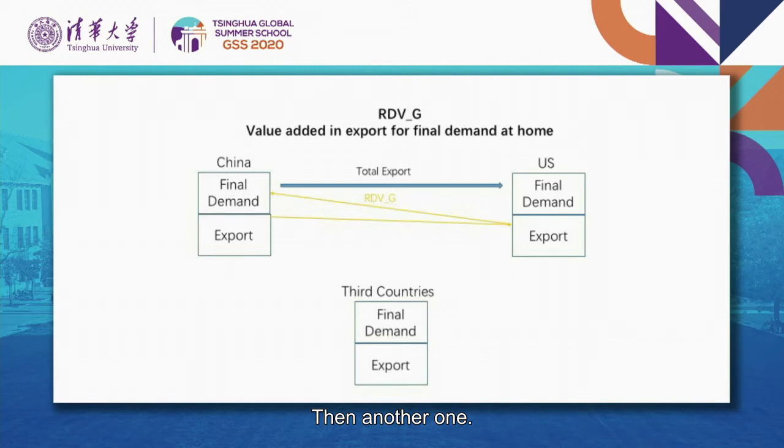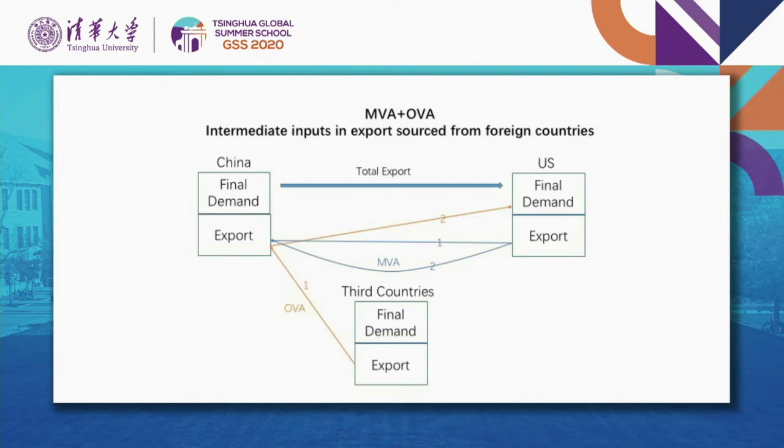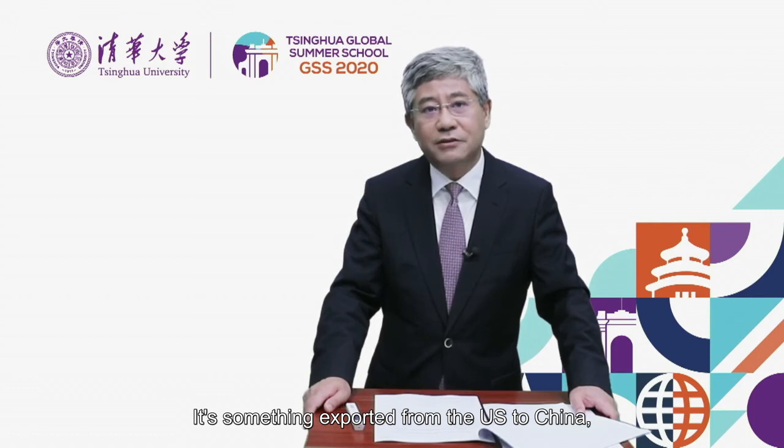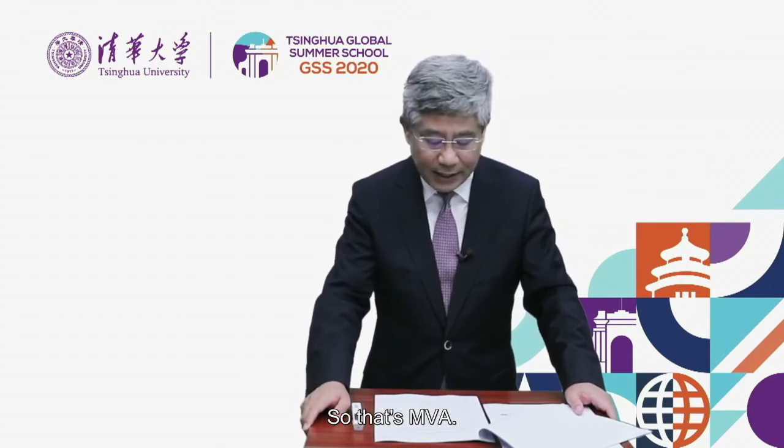Then another one. So earlier when we talked about value added, we said that it should be the value of export minus the cost of intermediate inputs. Where do the intermediate inputs come from? Well, it could have come from the US. Let's look at the set of blue arrows. Okay, I use MVA to represent those arrows. It's something exported from the US to China, for example, a chipset. Then it's assembled into an iPhone. It's sold back to the US. So it made a round trip. That shouldn't be counted as Chinese export. So that's MVA, okay? That's part of the intermediate inputs.